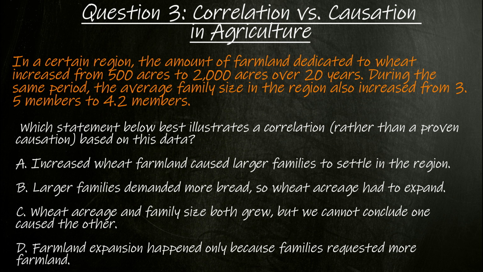Causation, on the other hand, means that one thing directly affects another. If one factor changes, and it actually causes the other to change as a result, that's causation. It's a much stronger relationship because it's not just about patterns, it's about cause and effect. A big mistake people make is assuming that just because two things happen together, one must be causing the other. But correlation alone doesn't prove that.